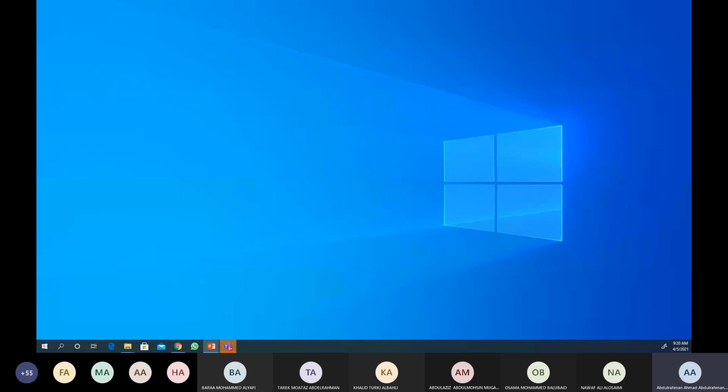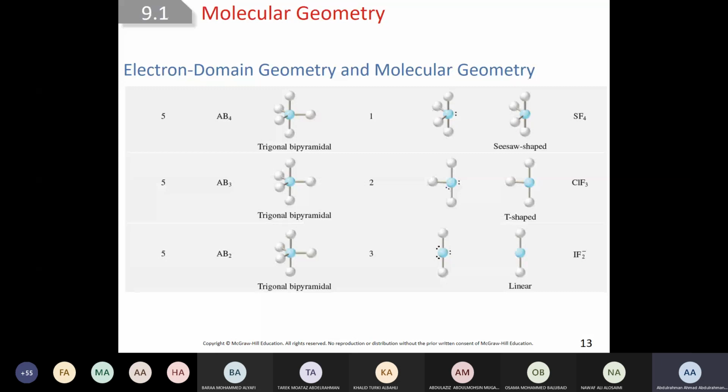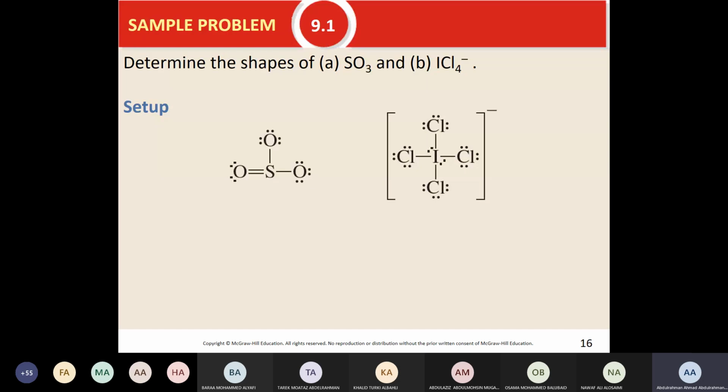Okay, let's go to the example. This is what I discussed for you. This is the shape, and here are the seesaw, the T shape, the linear. Determine the shape of these molecules. What's the shape of the SO3 molecule? First, write the electron domain. AB3E0. Very good. So what's the electron domain shape? Trigonal planar.